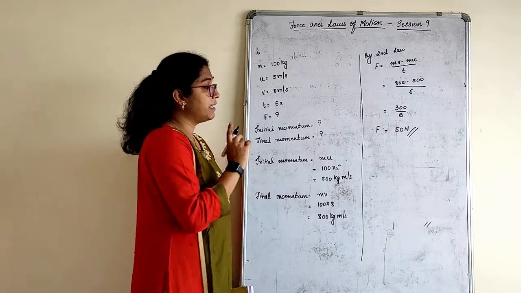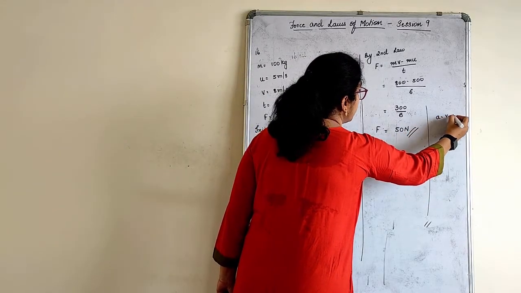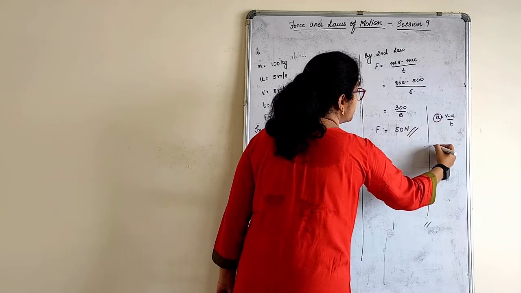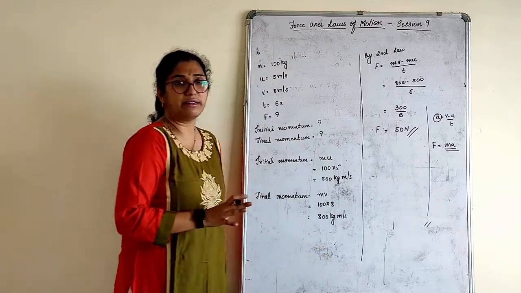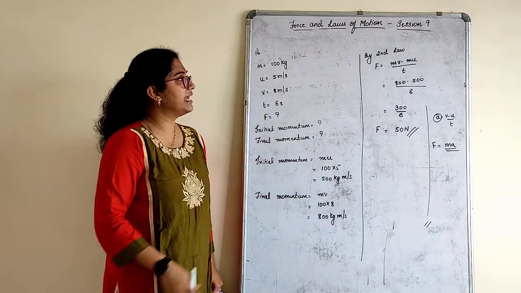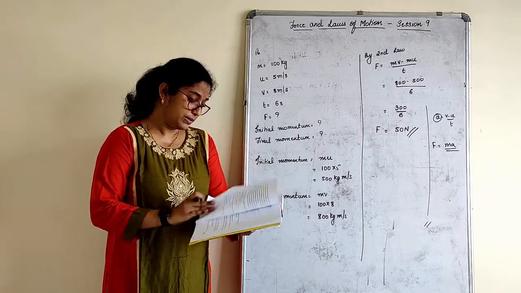Suppose if I had not applied this formula, what would you have done? a is equal to v minus u by t, acceleration you would have found out. Then F is equal to ma. Both would be equally right. But since they have given this, I try to use this formula. Okay. Next one.